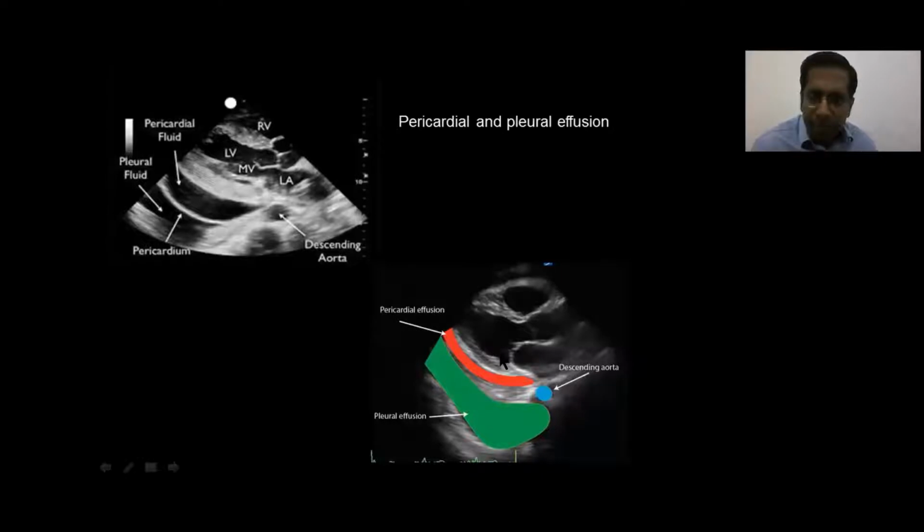So this is an important point to remember. Many a times it may not be very straightforward. It can be confusing, but it's important to try to optimize and visualize the descending thoracic aorta and then see how the fluid lies in relation to that. And then we will be able to come to a conclusion.